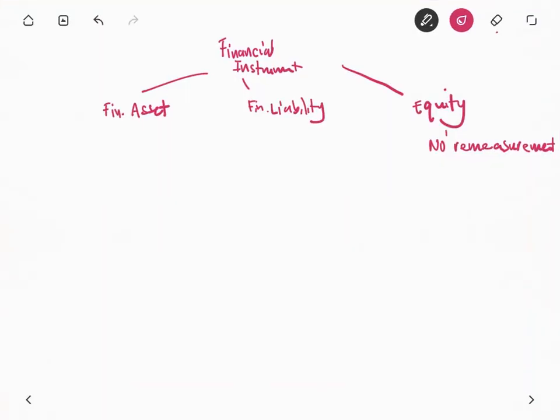So that's it with equity. Now let's move on to liability. Equity is very easy. Share premium minus off, no remeasurement, done.